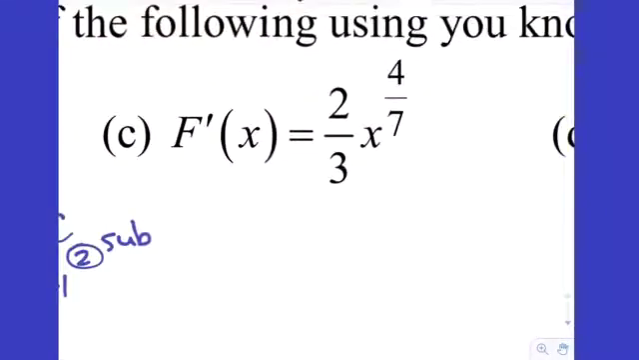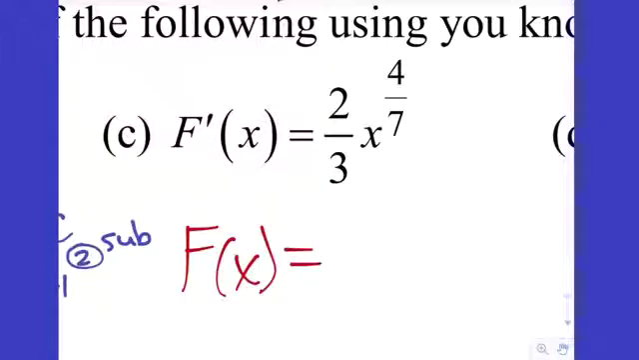So let's try this one out. Letter C. Big F prime of x equals 2/3 x to the 4/7. The left side becomes big F of x. And if you were trying to find the antiderivative of this one intuitively, you'd be like, oh boy.